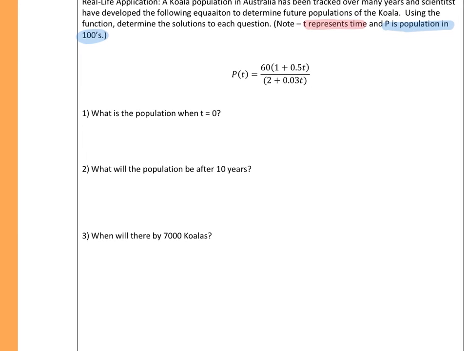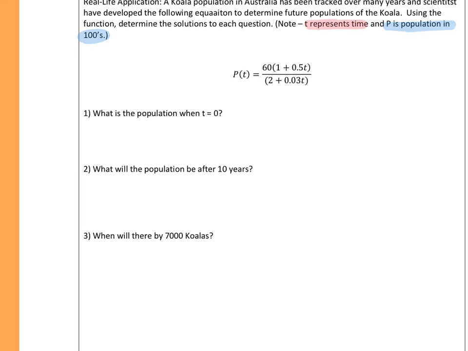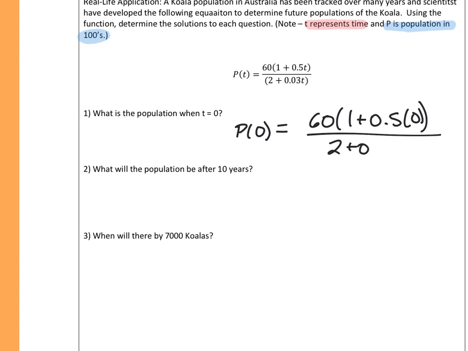So now we look. First question. What's the population when t equals 0? What do I need to do there? Set it equal to 0. Plug 0 in. 0 is t. So P of 0 is going to be 60 times 1 plus 0.5 times 0 over 2 plus 0.03 times 0.